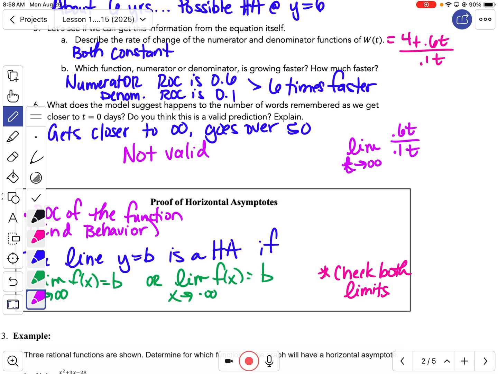If we simplified that, what's going to happen to the t's? They're going to reduce out, okay? So if I take the limit as t approaches infinity of 0.6 over 0.1, that's a constant. It's 6. So that's how we can justify that we have a horizontal asymptote there. Based on the nature of this function, do we need to think about approaching negative infinity because of what this function represents? Can we go backwards in time?